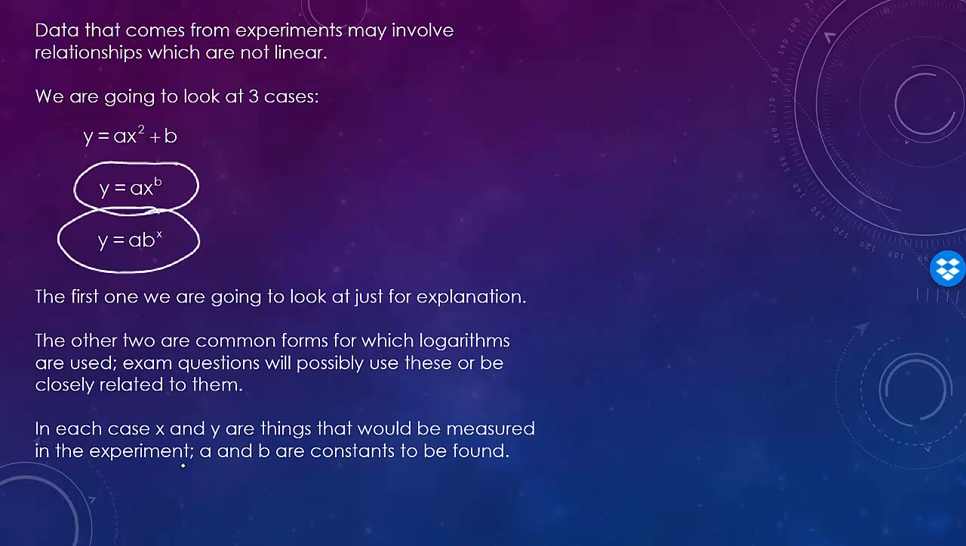In each case, x and y are things that would be measured in the experiment, so the x and the y are our two variables, and the a and the b are constants which we need to find from the experiment in order to get the experimental law.